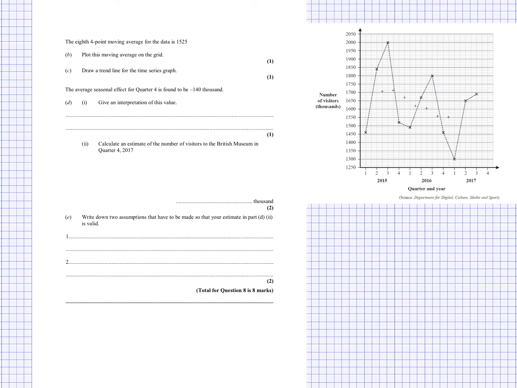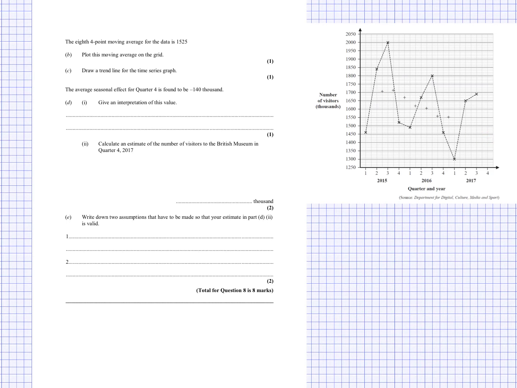Next, it says calculate an estimate of the number of visitors to the British Museum in quarter 4 of 2017. Now, we've got the average seasonal effect, so we're going to use that. We've also drawn the trend line already, so we're going to have to use that as well. And what you're going to do is find what the value of the trend line is when you are at quarter 4 of 2017.